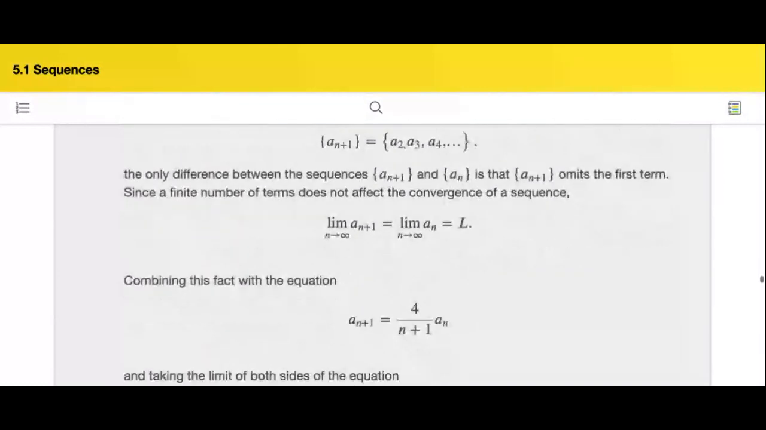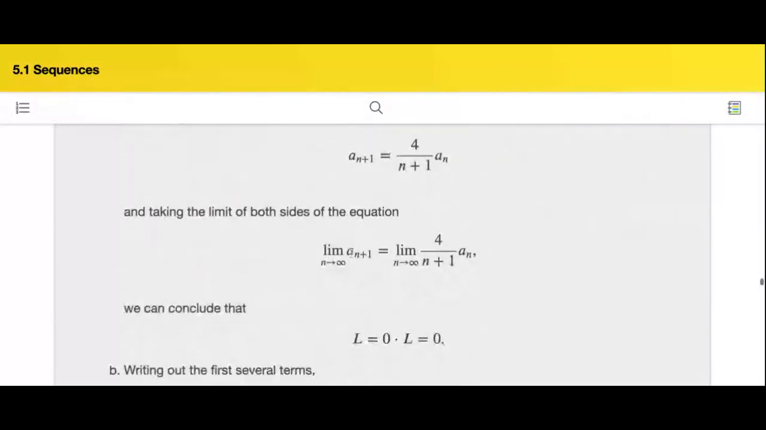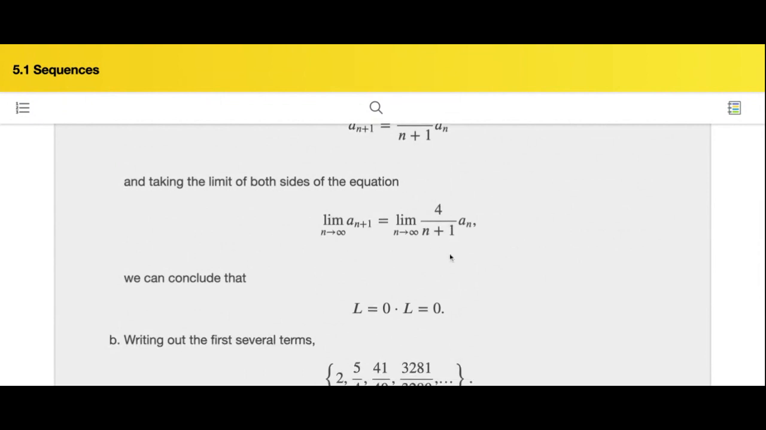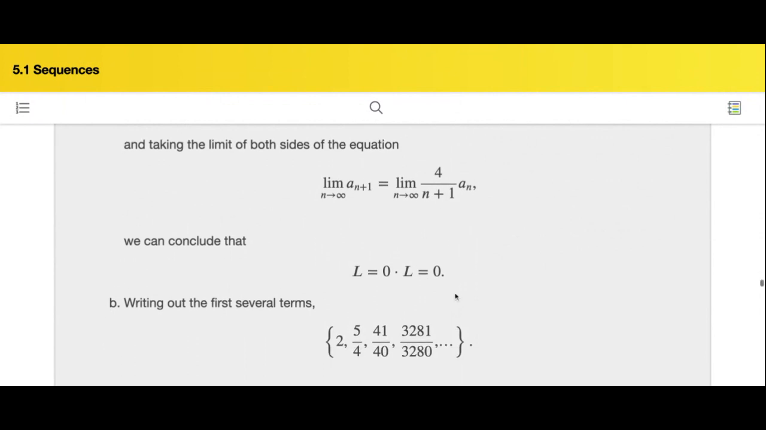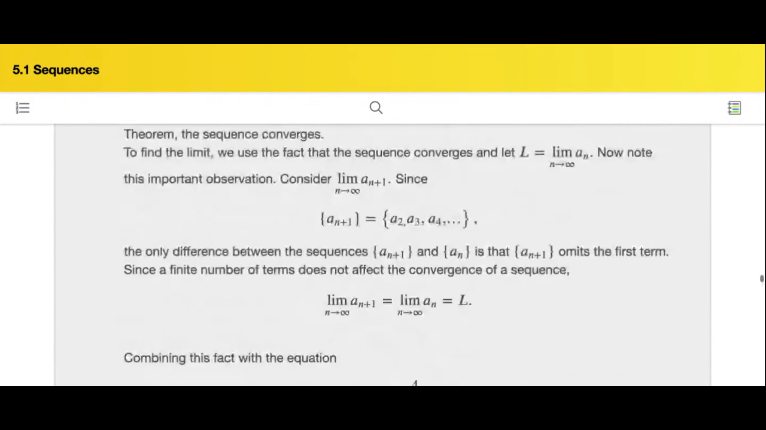Then we can use the monotone convergence theorem. So we take the limit of the n plus 1 term. It's the same as this, and of course this one goes to 0 when n approaches infinity, because 4 over n plus 1 goes to 0. So this is using the theorem. So B.